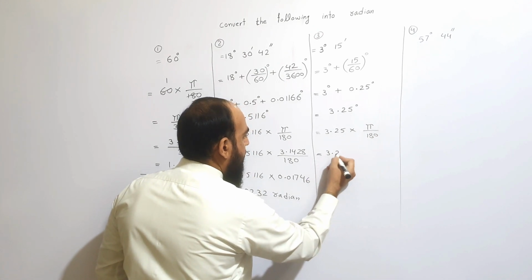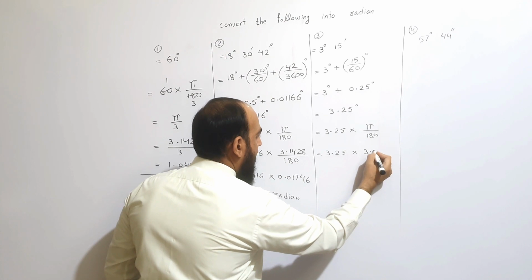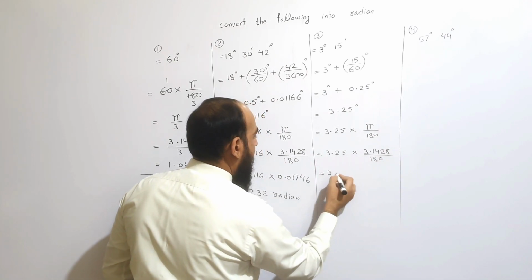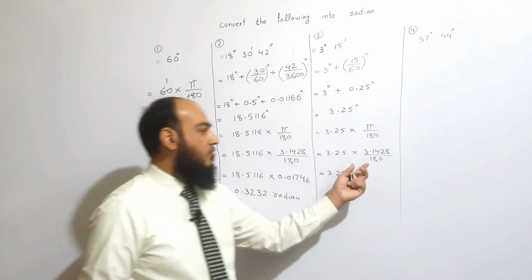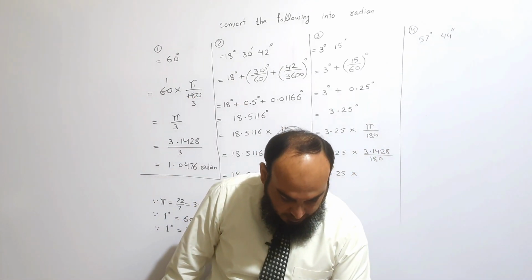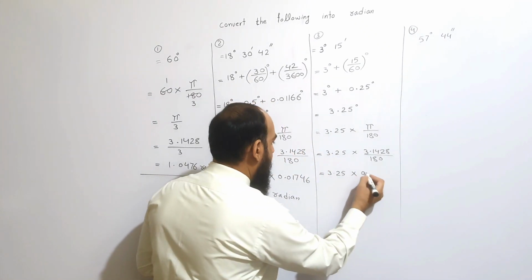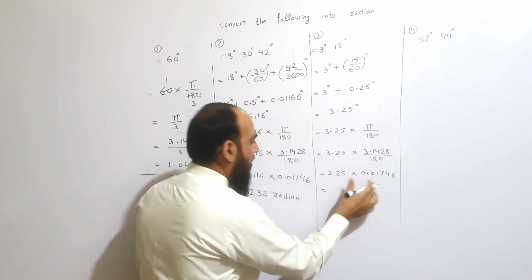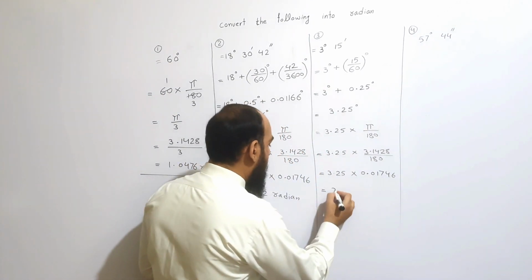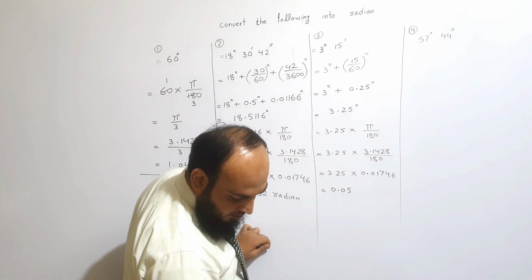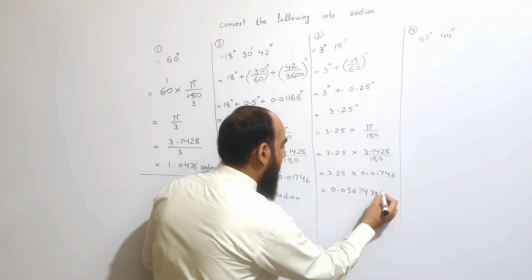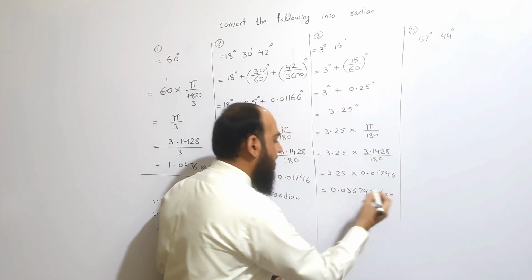Now 3.25, put the value of pi, that is 3.1428 divided by 180, 3.25 as it is. Now you have to divide them. 3.1428 divided by 180, you will get 0.01746. Now you have to multiply them, then simply you will get the answer in the form of radian, that is equal to 0.05674 radian. Okay, finally your answer is converted into the radian.